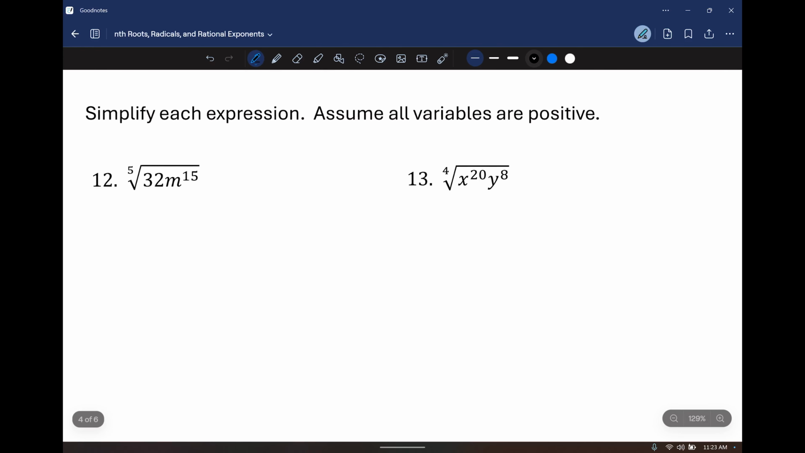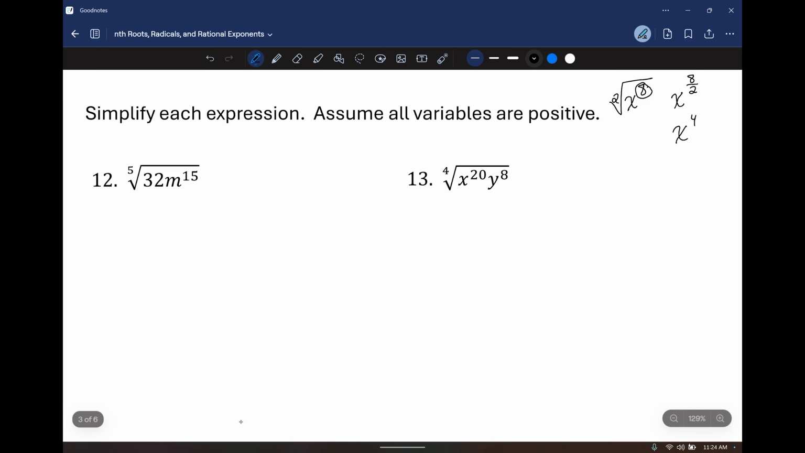All right, we're going to simplify each expression and assume that all of our variables are positive. So if you will recall from doing square roots, I know that x to the 8th is a perfect square because this exponent divides evenly by my root number of 2. Because I can write that as x to the power divided by root, and that gives me x to the 4th. So I just have to take the power and divide it by the root number to take the root of it.